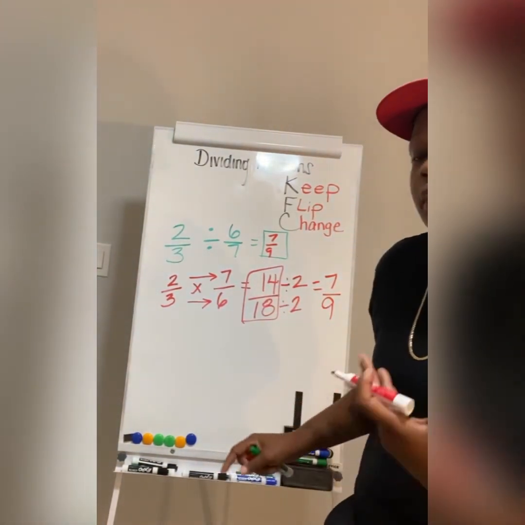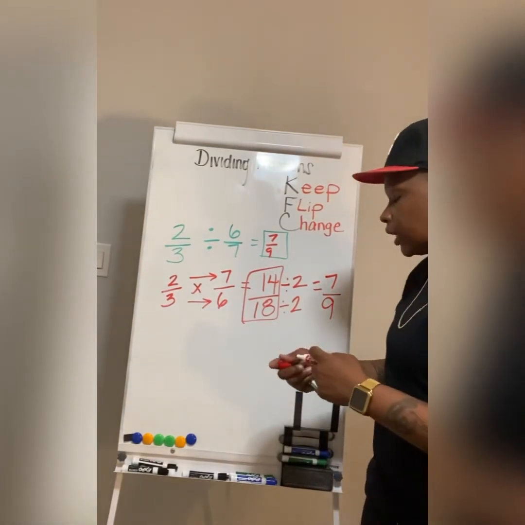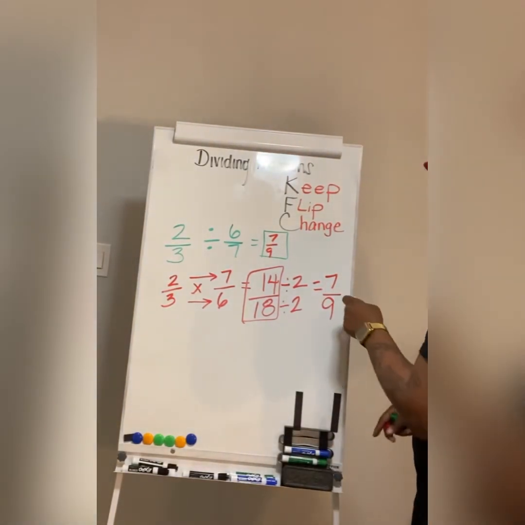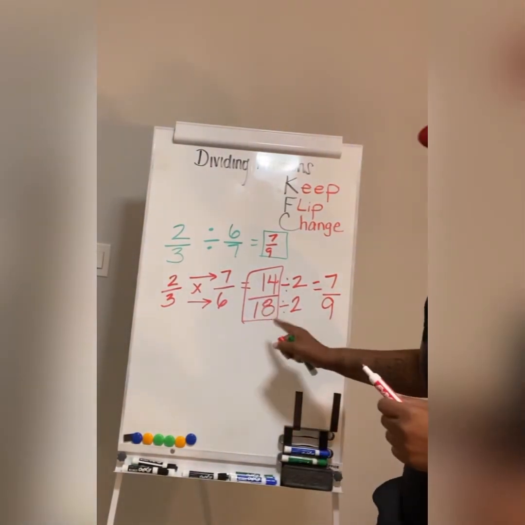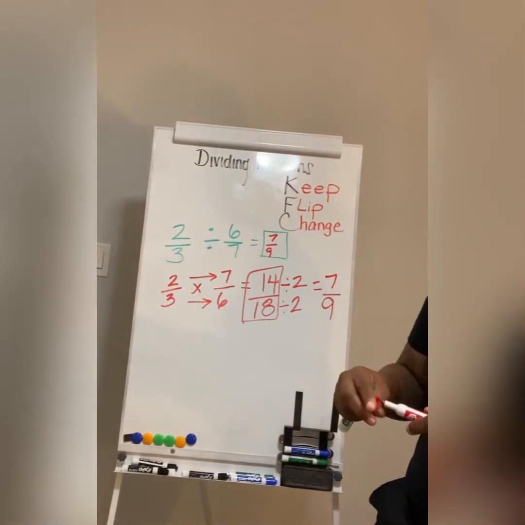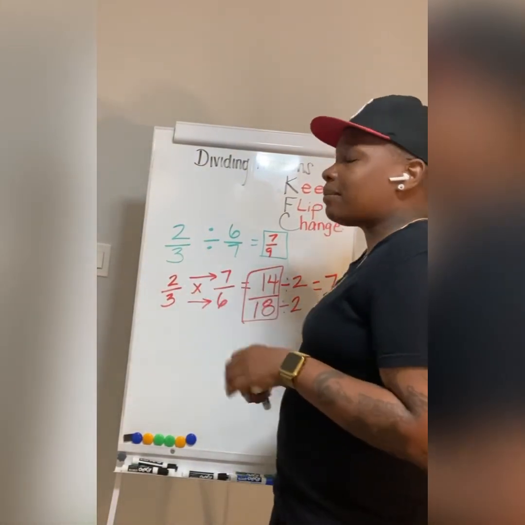However, you always want to simplify. So our answer actually is 7/9. Even though we got 14/18 initially, you want to make sure you always simplify. So 7/9 will be our answer to 2/3 divided by 6/7.